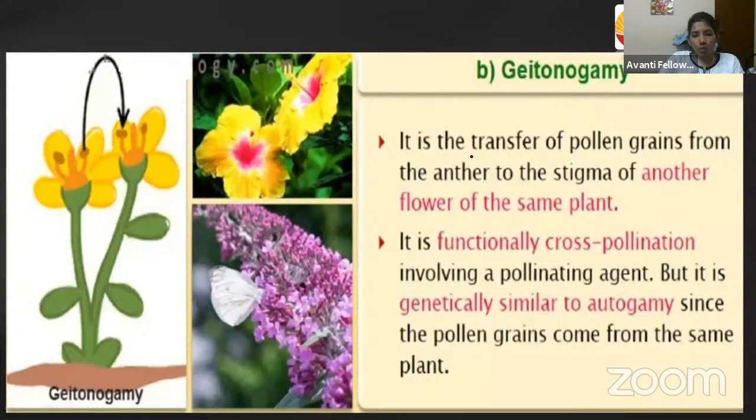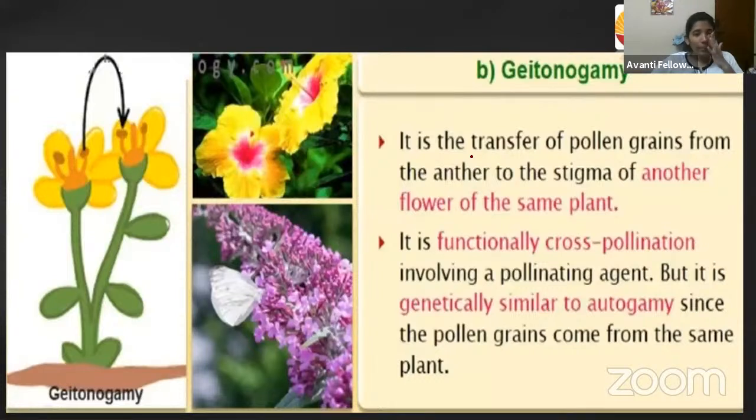It is functionally cross-pollination because the pollination is taking place between two flowers. But the two flowers belong to the same plant, so there is no genetic variation. That is the main reason it is genetically similar to autogamy.